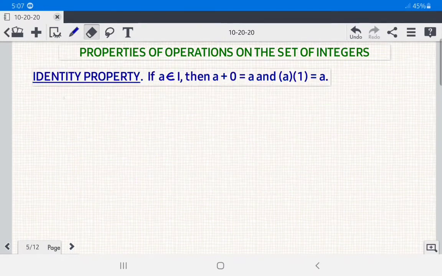Okay, next is the identity property. If A is an element of I, then A plus 0 is equal to A. So 0 here is the additive identity. Okay.